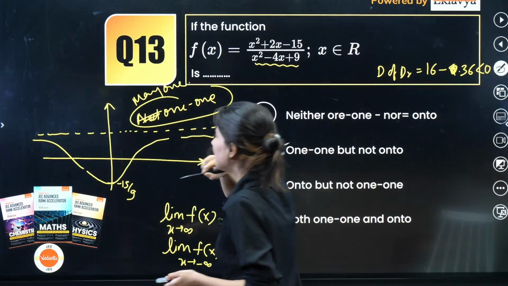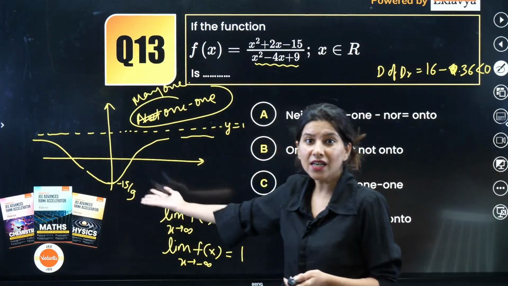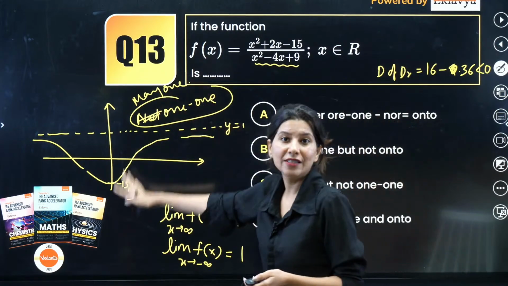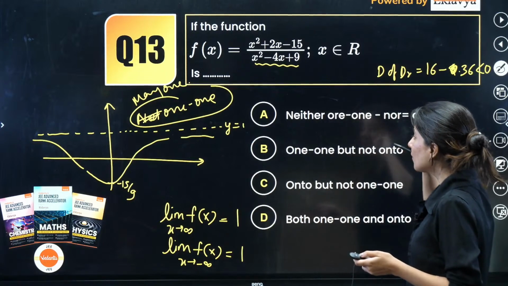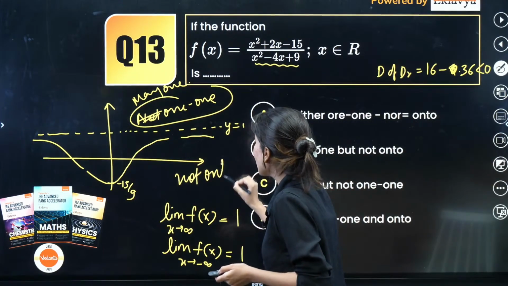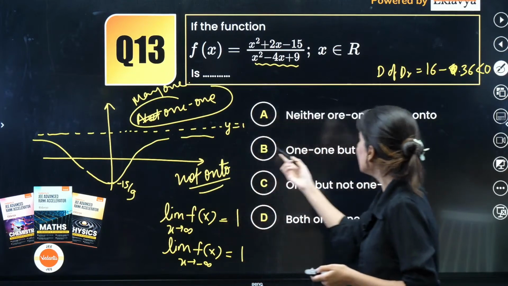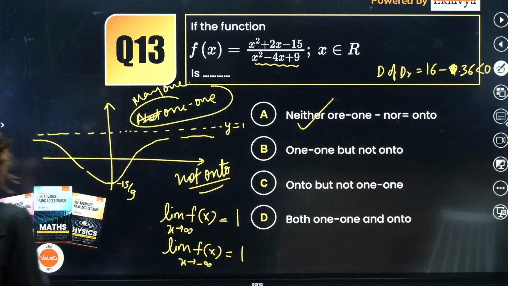First of all, this is a many-one function, and also the range of this is clearly not all real values. The range is not all real values, right? That means this is not onto as well. In one go, I have realized this is neither 1-1 nor onto. Option A is absolutely right.